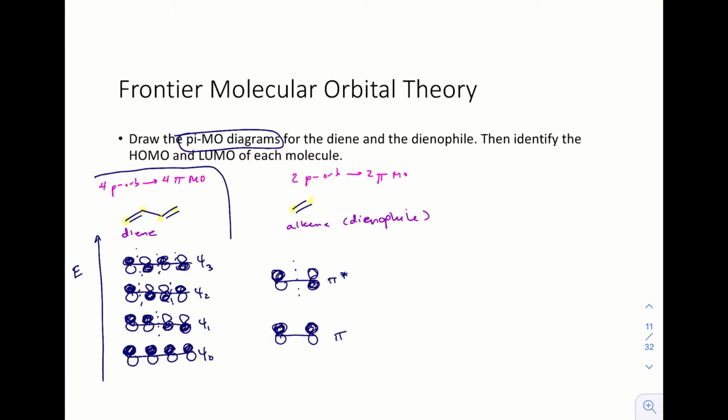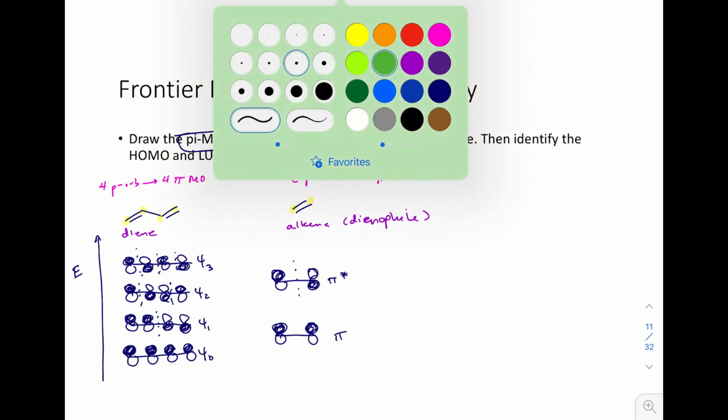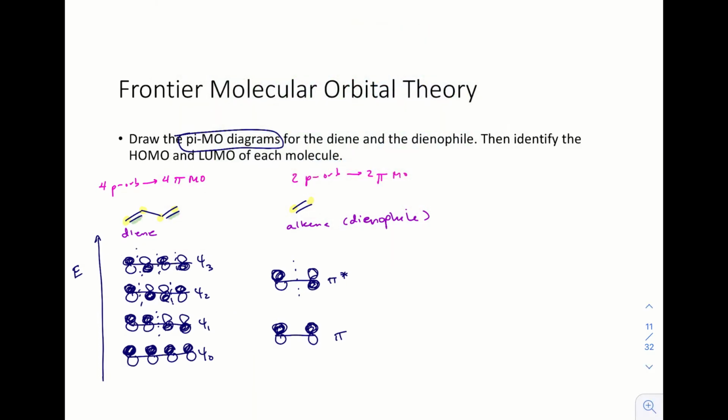The diene is a 4-atom pi system. 4 p orbitals make 4 pi molecular orbitals, represented by these 4 orbitals. There are 4 electrons in this pi system. Those 4 electrons will occupy the lowest energy orbitals, psi naught and psi 1.